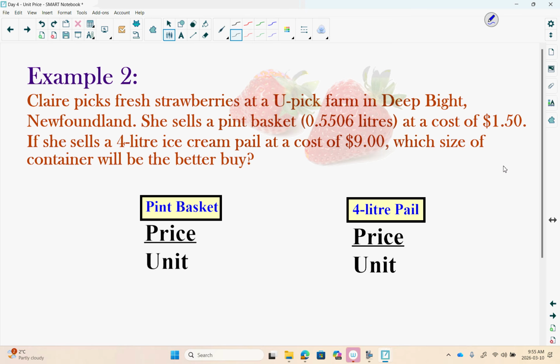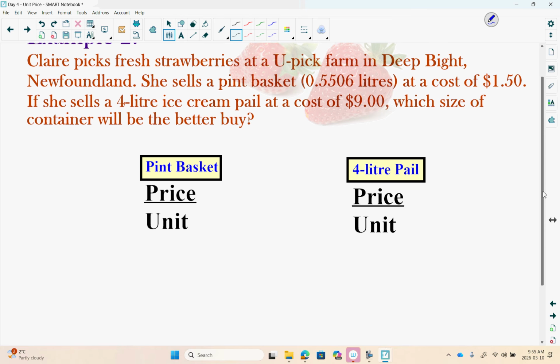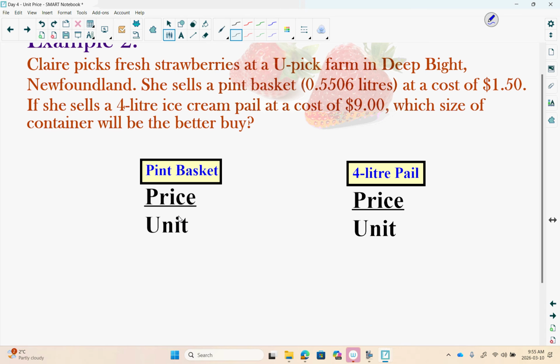Okay? But here's what I can do. For the pint basket, I'm going to put the dollar amount, so the $1.50, and you can do this as well, on top of, what are the units? What units should I use? Should I use a pint or should I use liters? I should use liters because I want to compare dollars to liters in both situations. And that's what I have going on in the 4-liter ice cream pail.